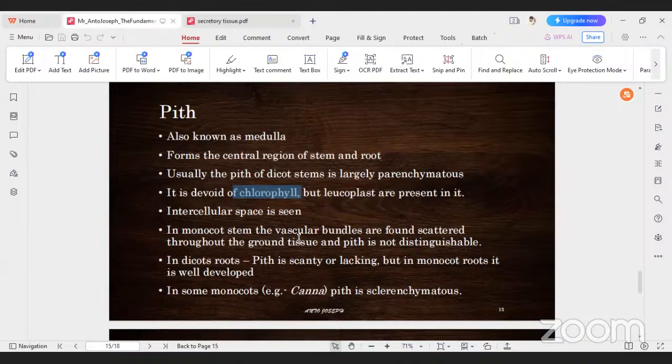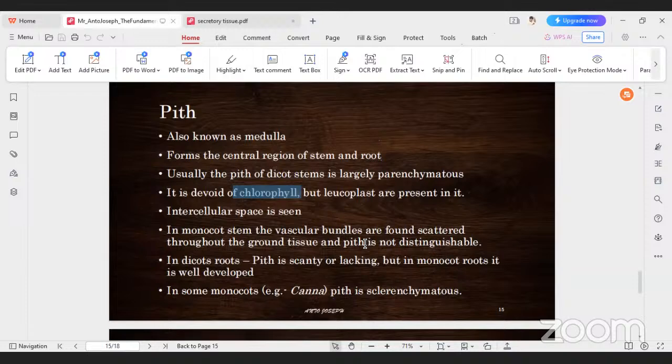In monocot stem, the vascular bundles are scattered throughout the ground tissue, and the pith is not distinguishable. Do you know monocot stem? If you see the dicot stem, there is a clearly differentiated pith region and the vascular bundles form a ring. But in monocot there is complete ground tissue; we cannot find out where the cortex, endodermis, pericycle or medulla is.